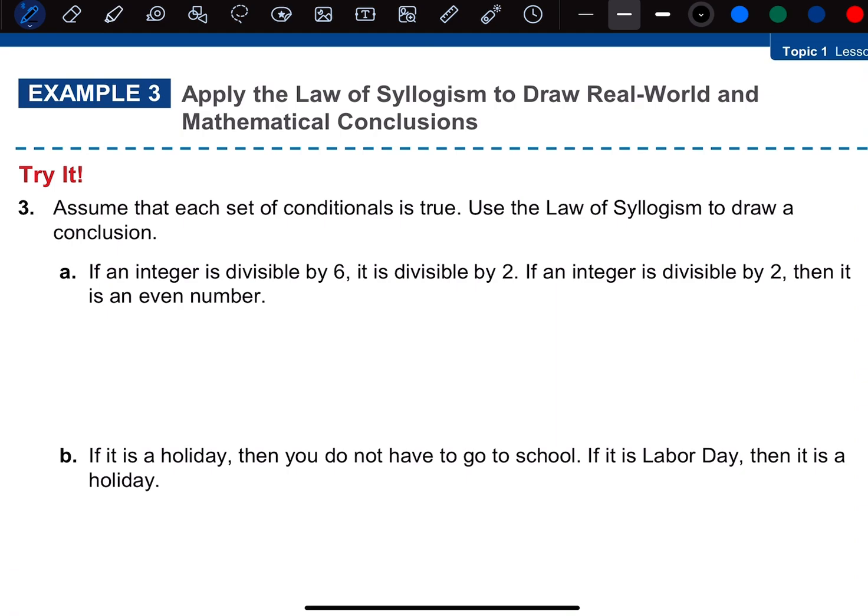Alright, so I would like you to pause the video and try example 3 in your workbook. The try it section, you're going to do A and B. So identify P, Q, and now R for both of them and see if you can make the conditional.